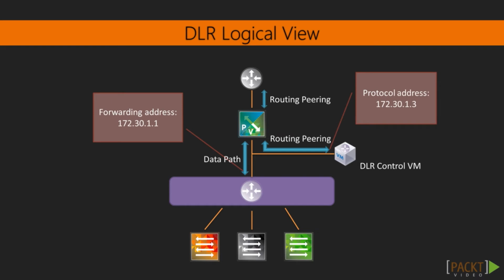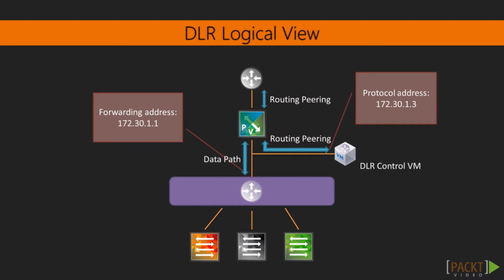Let's talk about the DLR logical view. We have the DLR at the bottom with 3 networks attached to it, plus the DLR control VM. We have an NSX edge and a physical router. The DLR has, and that is different compared to a physical router, 2 addresses. First, the forwarding address. This one is used for the data path, and we have the protocol address. As you remember, the forwarding address sits on each single host. That's a VXLAN LIF, but it's virtualized using the VTEP, so it can't be seen by the physical network.